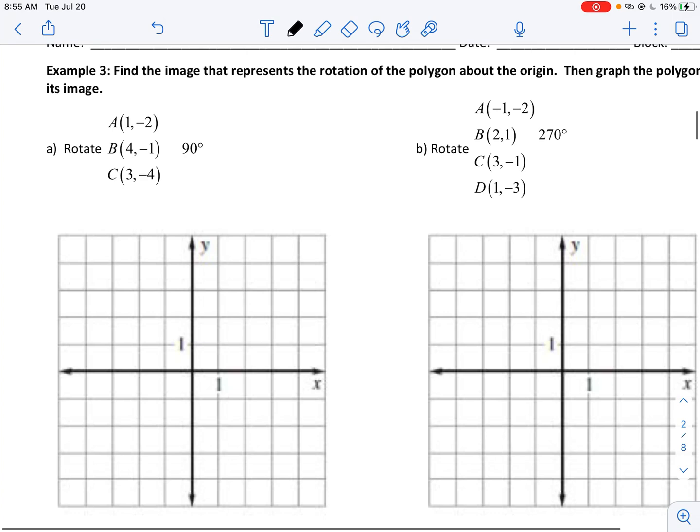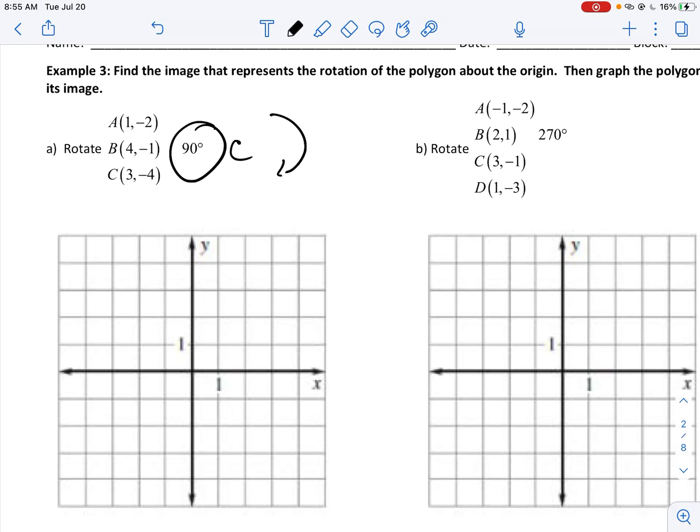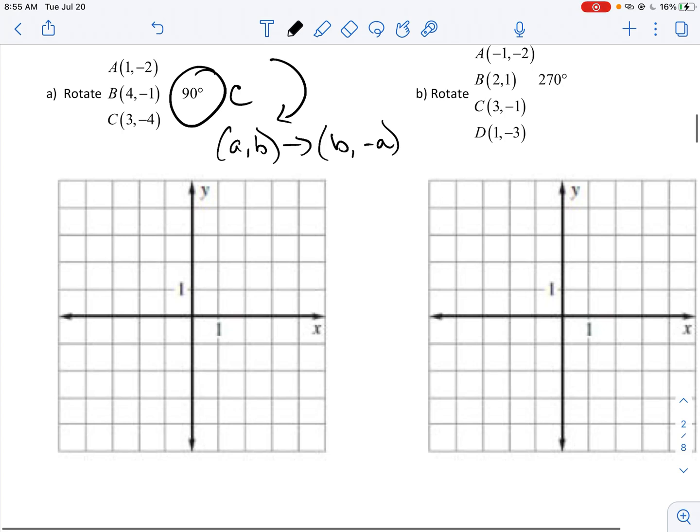So right here, I'm going to go 90 degrees, and we're going to say that this is clockwise, so I'm going to go this direction. So that means my A and my B are going to switch around, and my A value is going to become negative. All that means is that, first of all, let's plot these points. So 1, negative 2, it's me A. 4, negative 1, gets me B. 3, negative 4, gets me C.